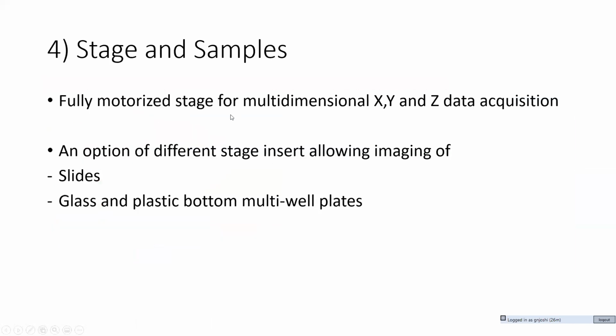So when it comes to the stage and samples, this is a fully motorized microscope. So it has a motorized stage, which allows you to do multidimensional X, Y, and Z imaging and acquisition. We also have options of different stage inserts, which allow you to acquire different slides, and you can put three slides at one time. In your case, we can put different kinds of plates. It could be glass plates, it could be plastic bottom plates. You can put a single well plate, or you can put multi-well plates.